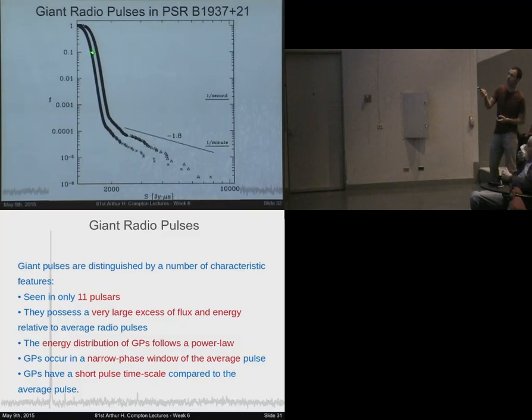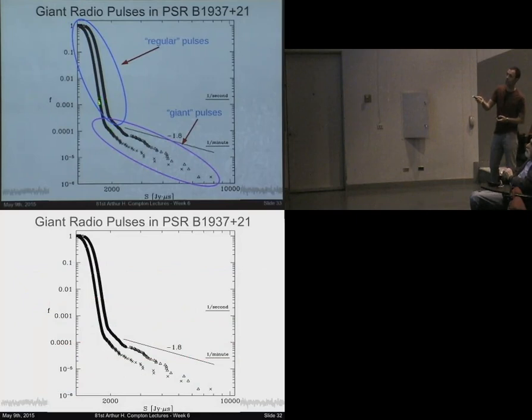So this is a normal, regular pulse. Most of the time they're low energy, and then they fall off very quickly. And then suddenly you start to see these very, very energetic ones. These are the giant pulses. In this pulsar, they come at, say, 2,000 or maybe 5,000 Janskys, about once a minute. And this pulsar is a millisecond pulsar. So every minute we're getting hundreds and thousands of pulses, and then once in a while, a giant goes off, and then it goes back to normal.